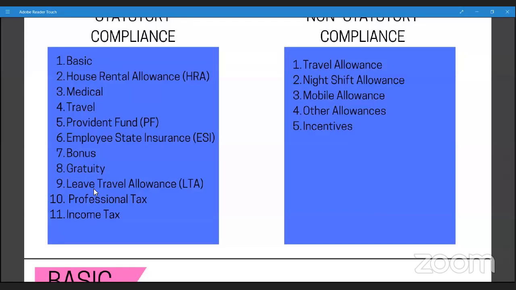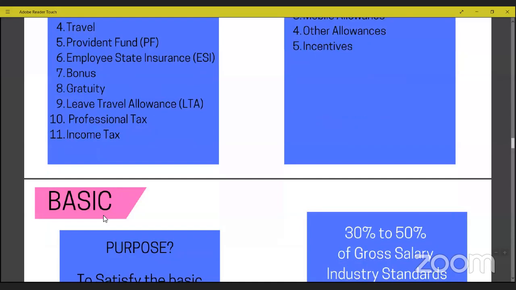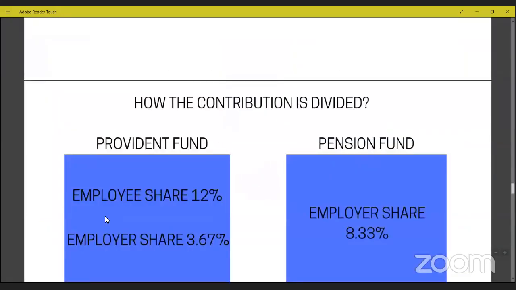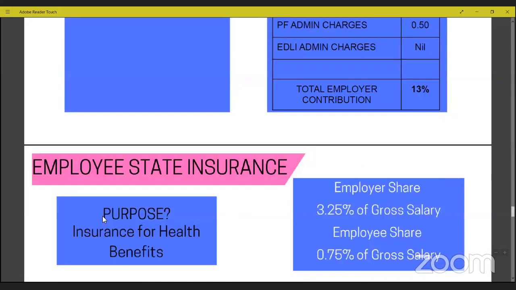So that's the agenda. The 10th point is professional tax, PT. We call it professional tax. Now, what is professional tax? Professional tax is the tax levied by the state government on any profession or salaried employees, right? So that is the idea, right?